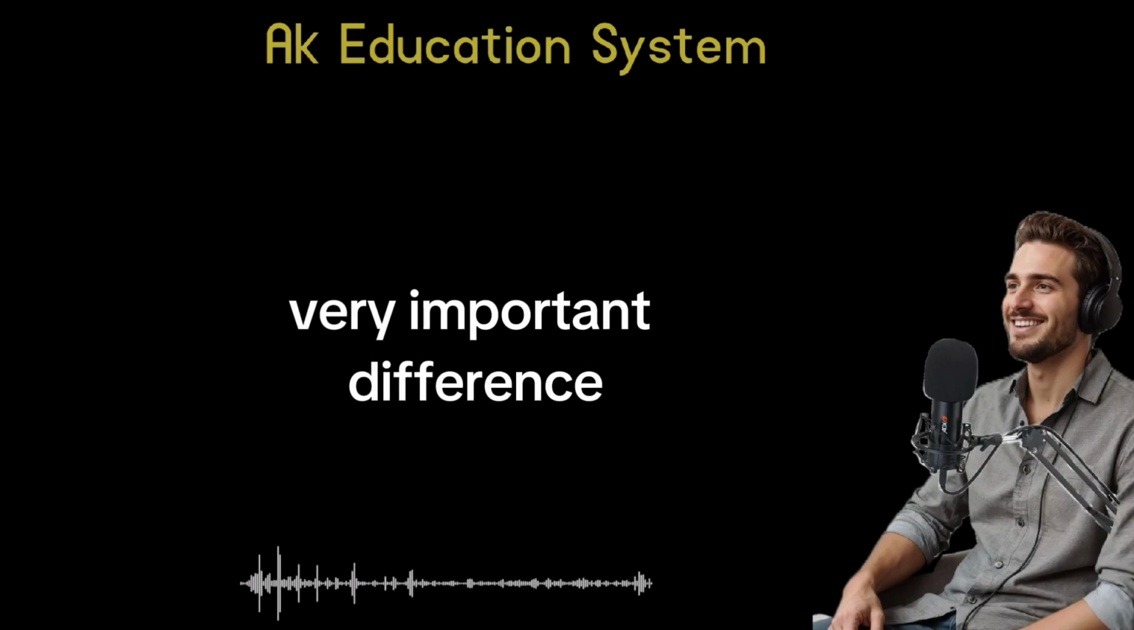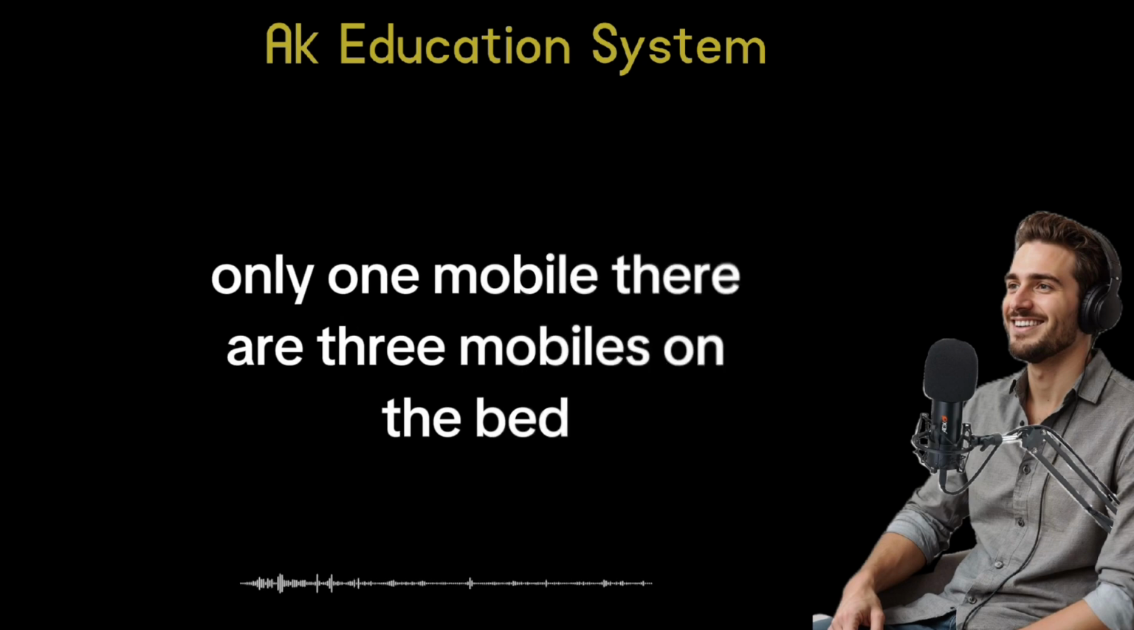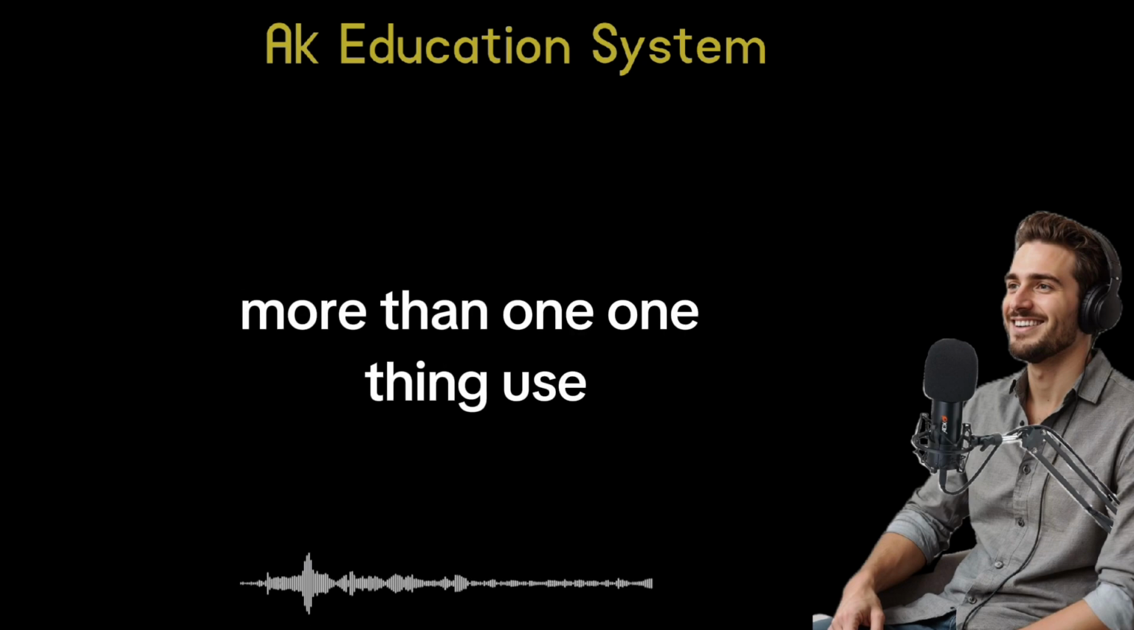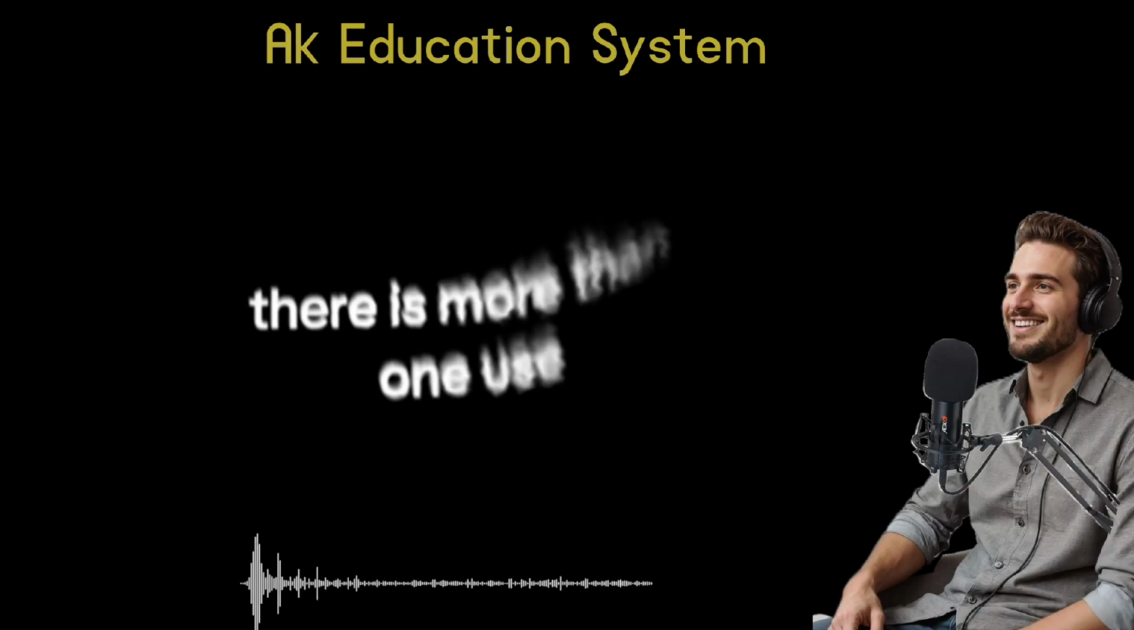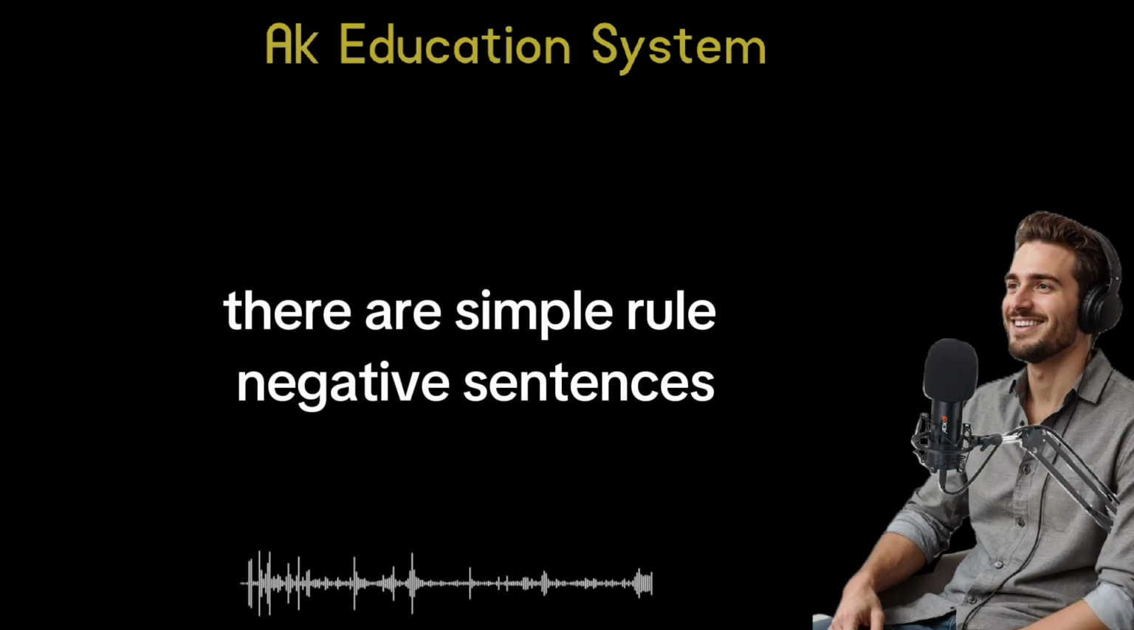Very important difference. Listen carefully. There is a mobile on the bed. Only one mobile. There are 3 mobiles on the bed. More than one. One thing, use there is. More than one, use there are. Simple rule.